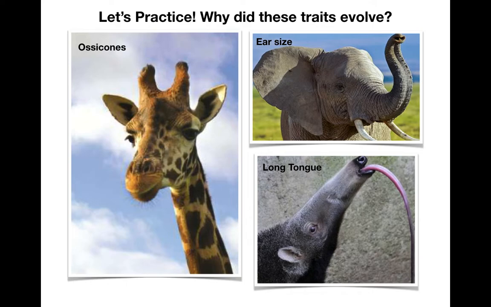And then descent with modification: those elephants who have bigger ears are slightly advantaged and more likely to survive, so they're probably going to pass on that trait to their offspring, who when they're born are going to have bigger ears. And it can continue for multiple generations. The same thing is going to be happening for the other 2. So in the anteater, it has variation in tongue length, adaptation.